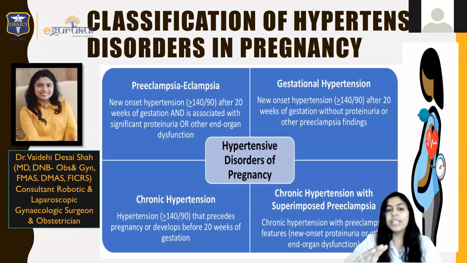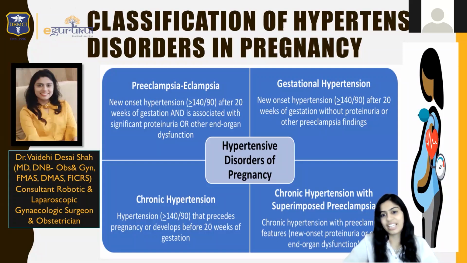Remember that any new onset hypertension that is more than or equal to 140 over 90 after 20 weeks of gestation, and proteinuria or end organ damage, is considered to be a case of preeclampsia syndrome. Any new onset hypertension more than or equal to 140 over 90 after 20 weeks of gestation without proteinuria or other preeclampsia findings is considered as gestational hypertension. So gestational hypertension is only hypertension without proteinuria or any other symptoms of end organ dysfunction.